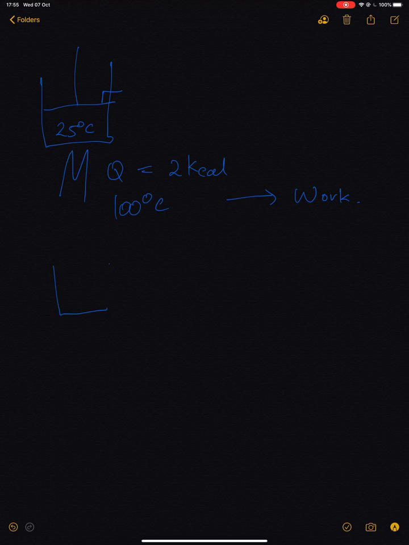Okay, so for the first part, which is called A, we have the cylinder with the clamp. It's heated from 25 degrees Celsius to 100 degrees Celsius. We can see that this is a closed system because there's no transfer of mass.